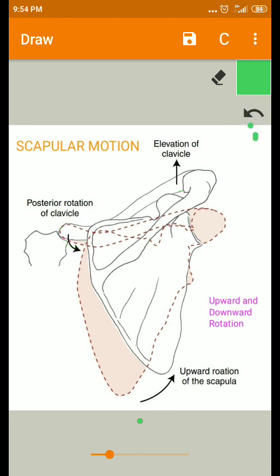And in the next video we are going to see the remaining motions of the scapula and also the scapulothoracic joint stability. Thank you.